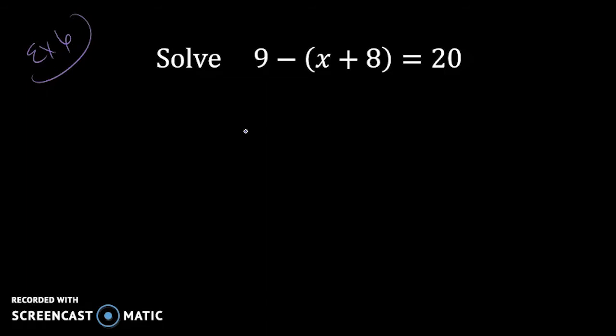It says solve 9 minus (x plus 8) equals 20. So the last couple examples, we were just getting rid of our parentheses or distributing, and then combining our like terms. We're just taking it a step further now by actually solving. So first things first, get rid of parentheses.